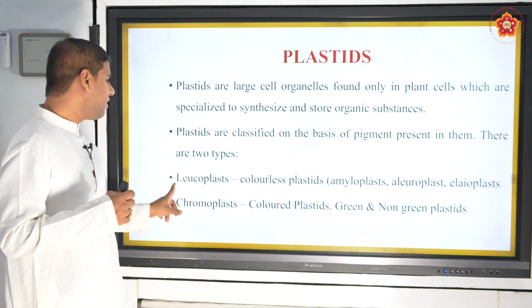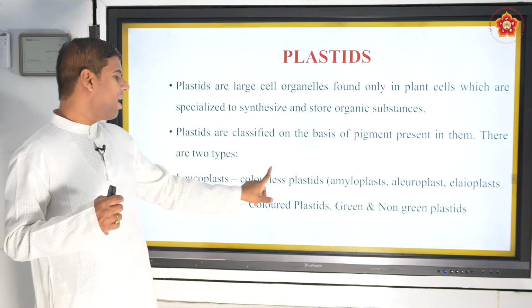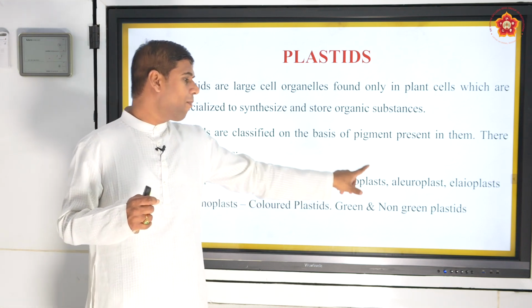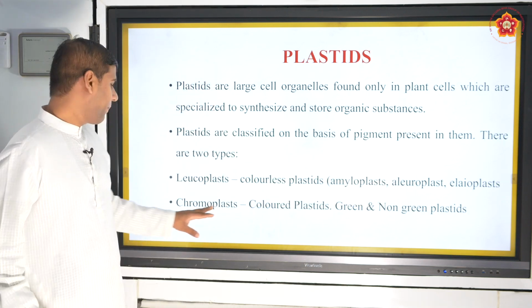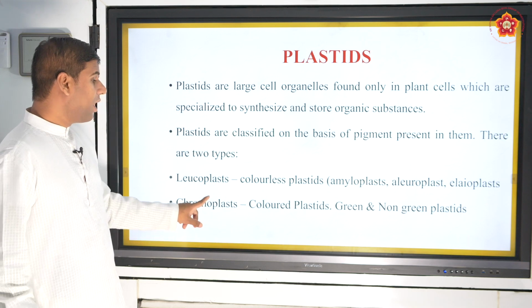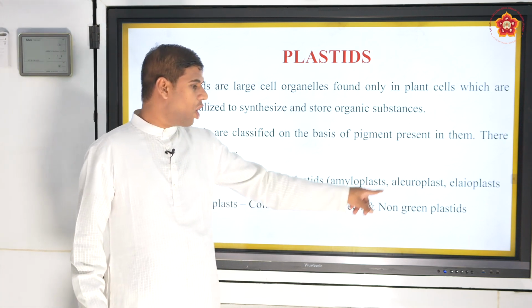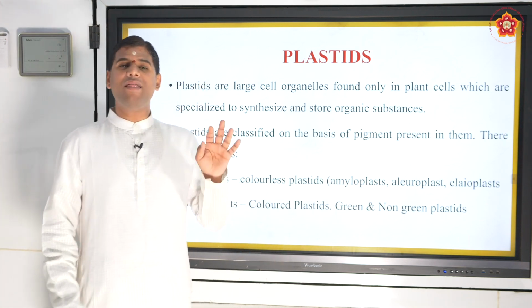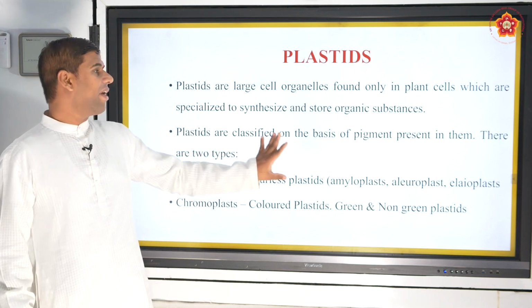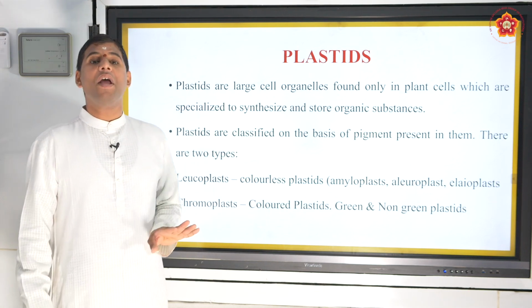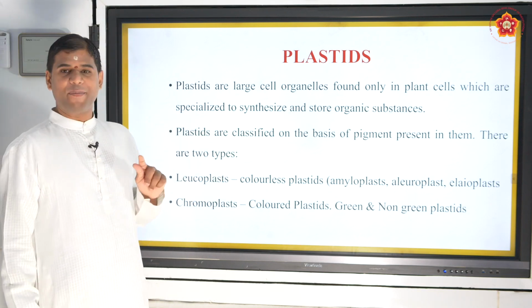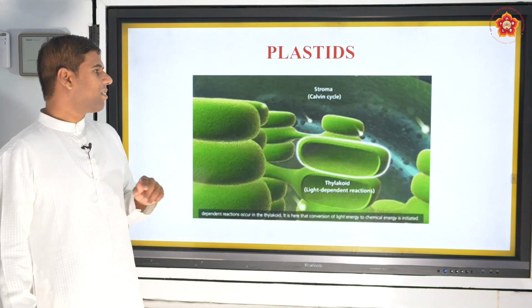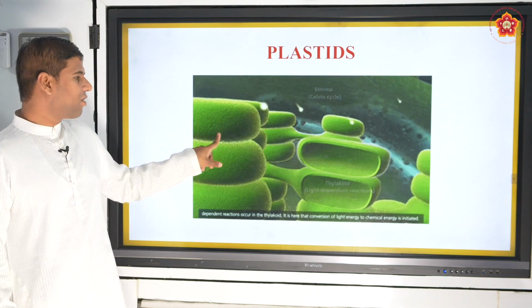And then you have leucoplasts, also colorless plastids, and you have amyloplast, aleuroplast, elaioplast. All these things are there. And there's also the chromoplast. They are colored plastids, green and non-green plastids. All this plays a very important role, because these plastids give the color. Now next, this is how the plastids look.